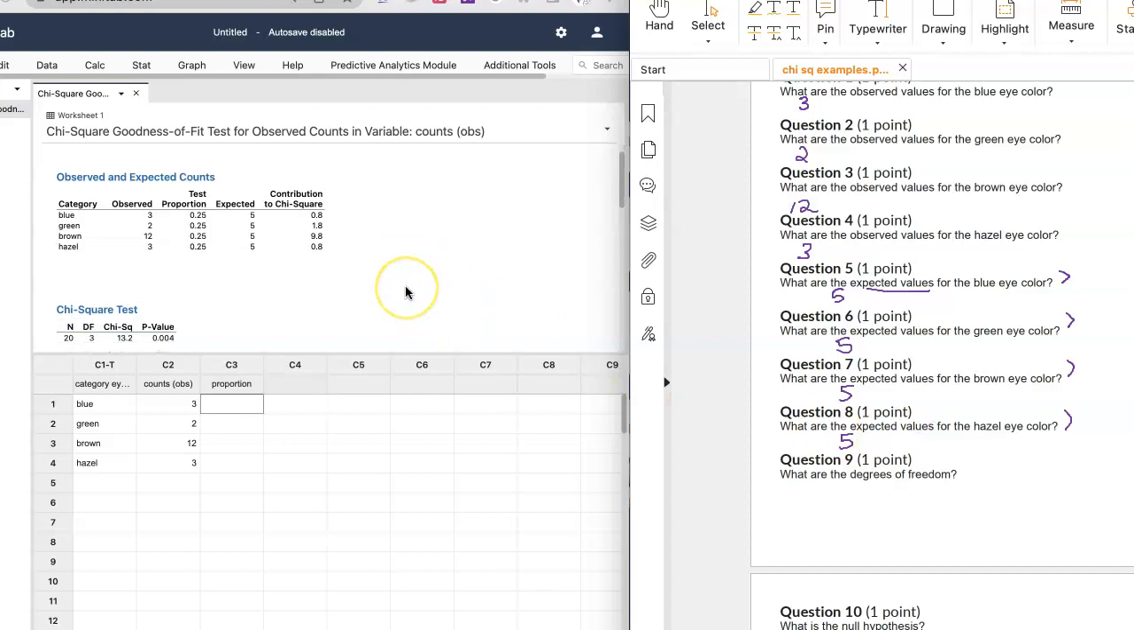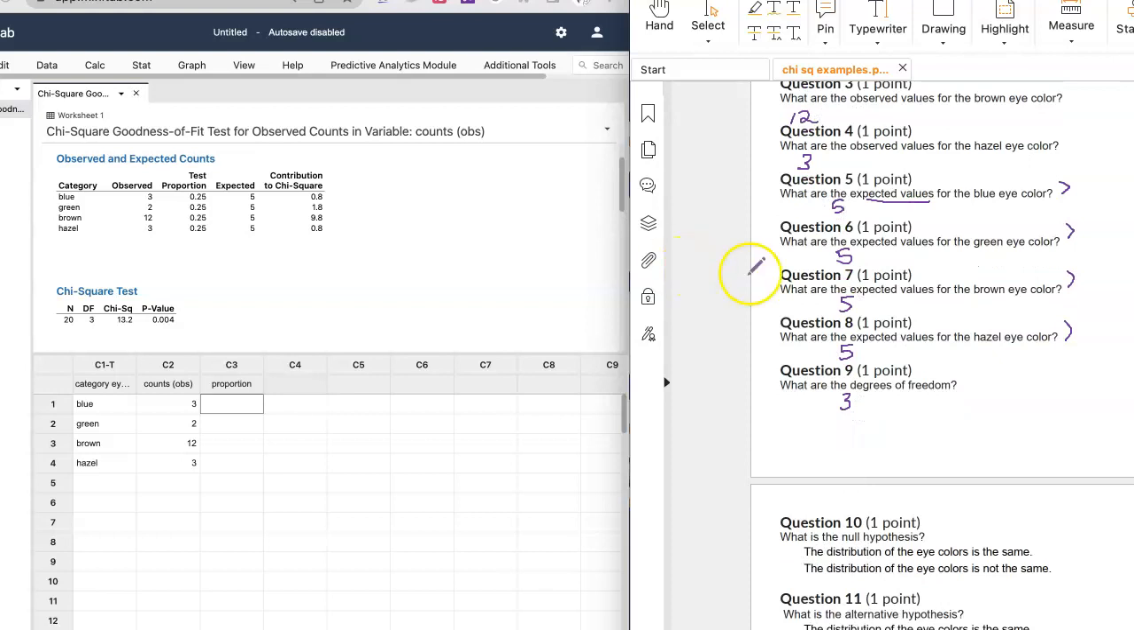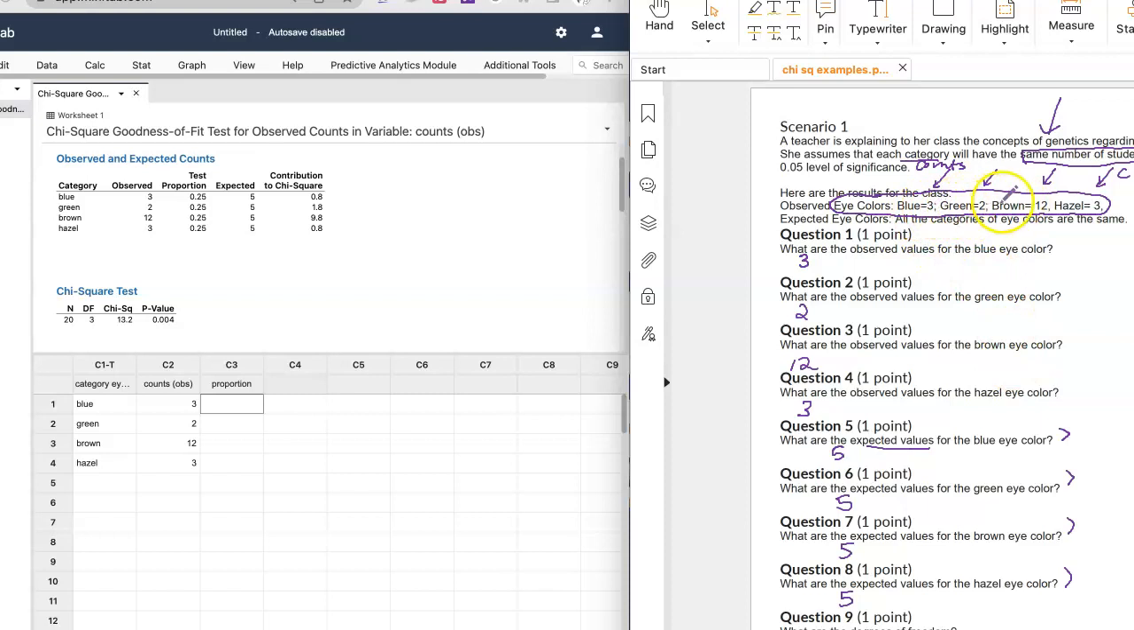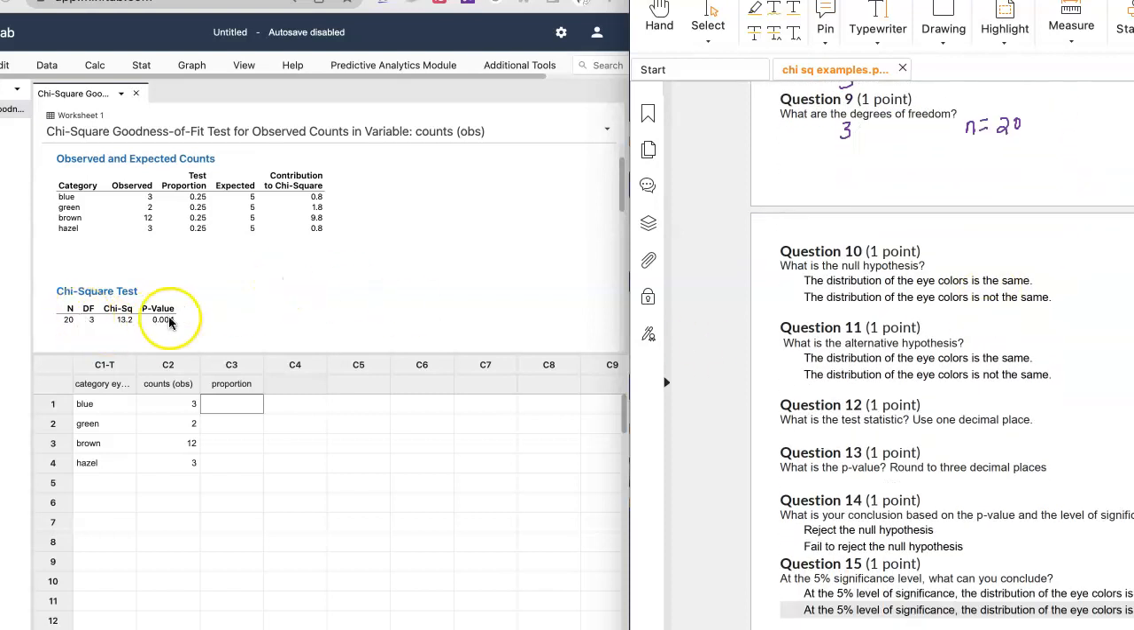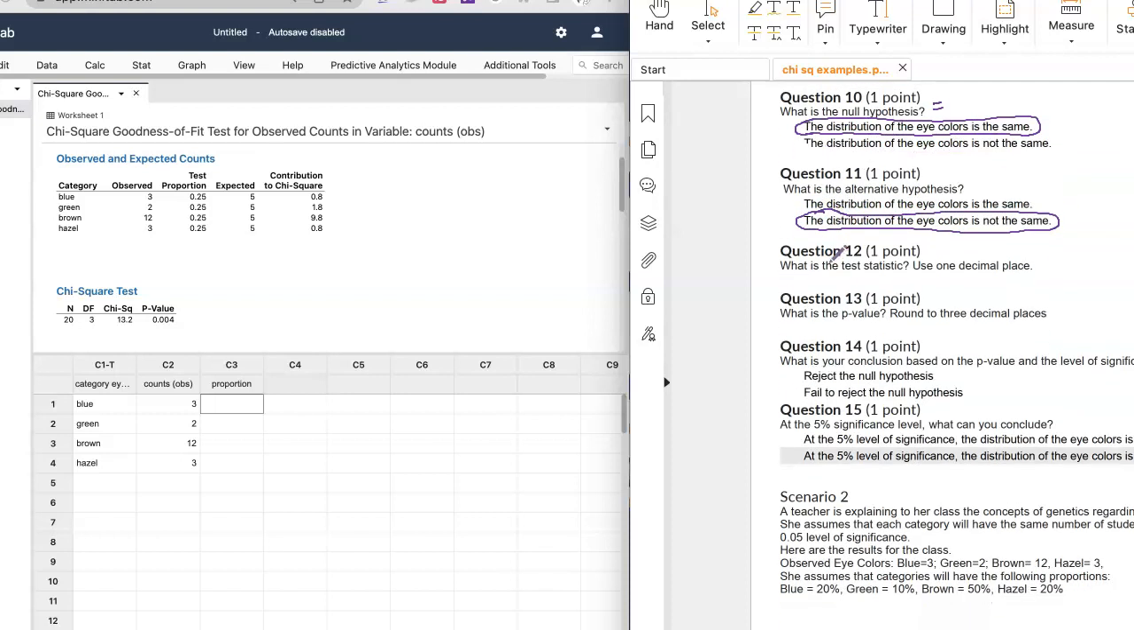Okay, what are the degrees of freedom? So come down here. Degrees of freedom is our number of groups minus 1, and Minitab tells us that the degrees of freedom is 3. We also know, even though it doesn't ask for it, that the number of eye colors that we counted total was 20, and we could have found that by adding 3 plus 2 plus 12 plus 3 as well, but we don't have to do that because Minitab does. It says, what is the null hypothesis? Remember, the null hypothesis is always the equal part, so we're choosing the distribution of the eye colors is all the same. They're all equal. The alternative hypothesis is the opposite, so we would say that the distribution of the eye colors is not the same.